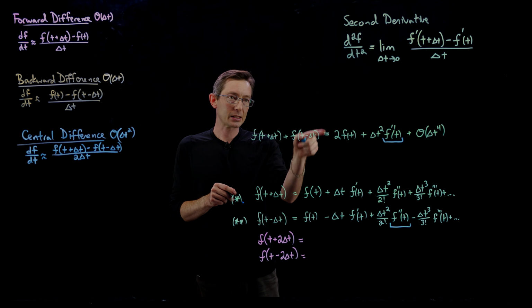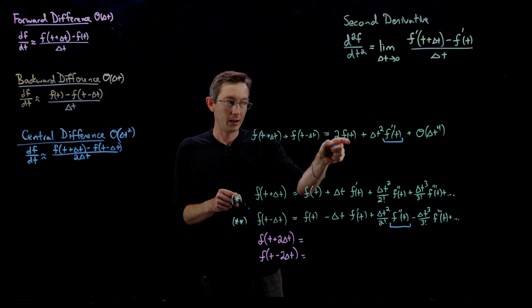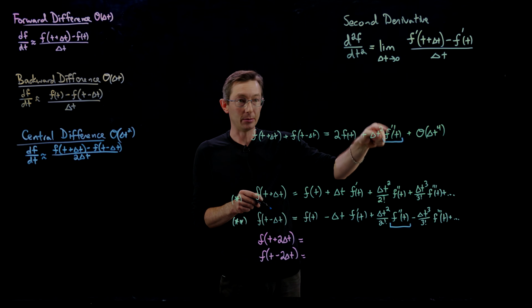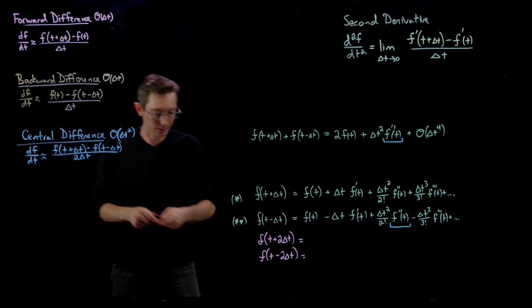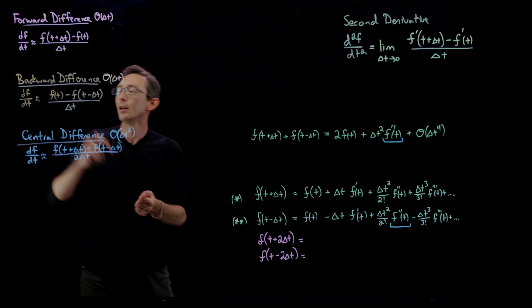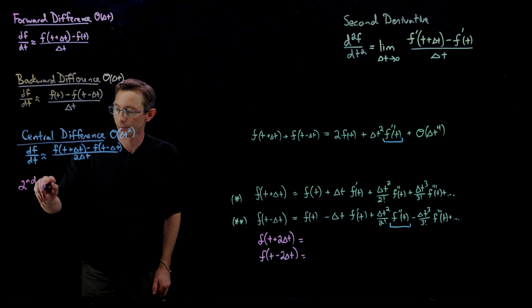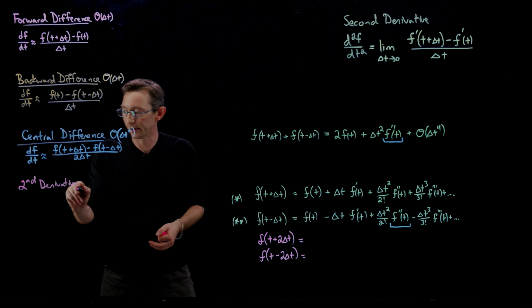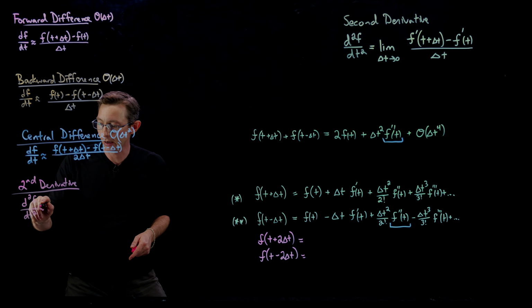So if I take this expression minus 2 f of t divided by delta t squared, I've isolated f double prime. So that's what I'm going to write down now, maybe I'll do this in pink. I'll write down second derivative. And this is a central difference second derivative scheme. My second derivative, d squared f dt squared, is approximately equal.